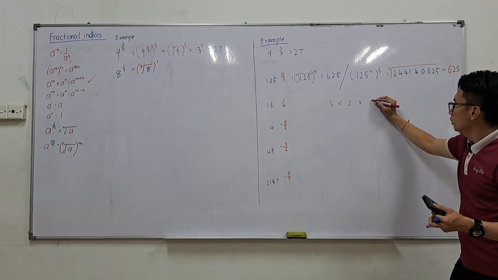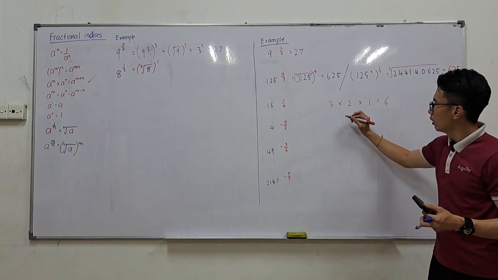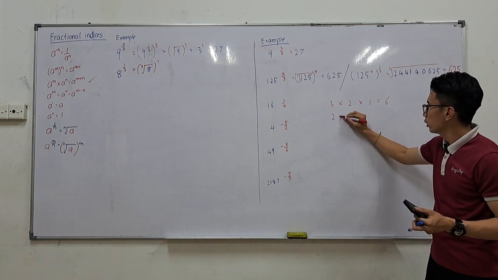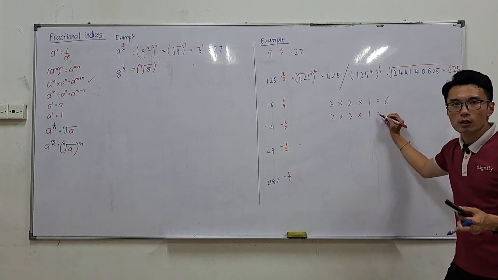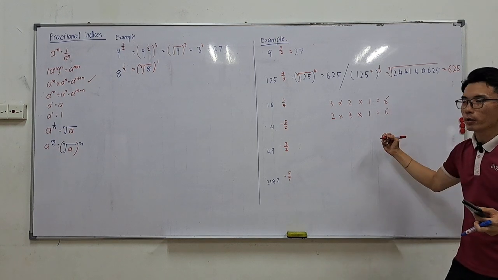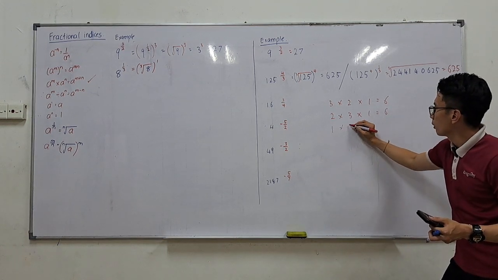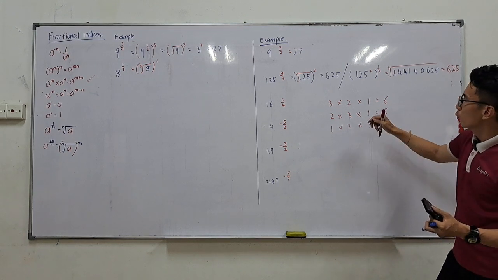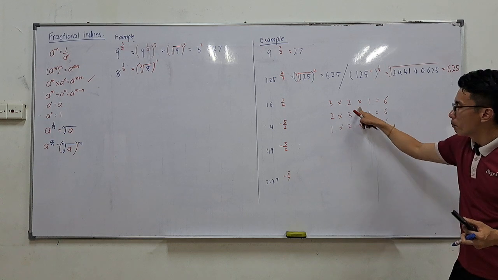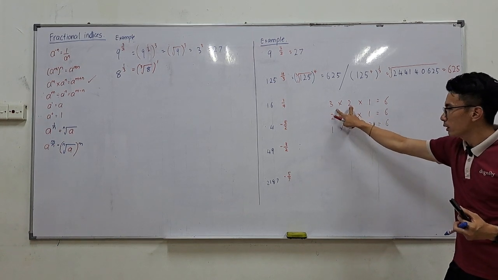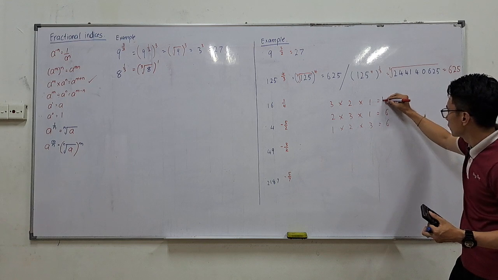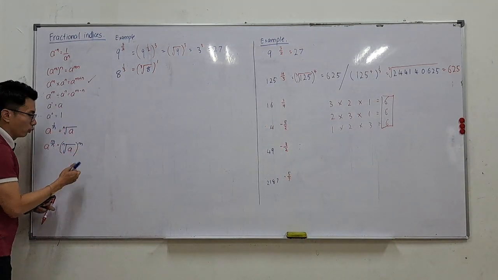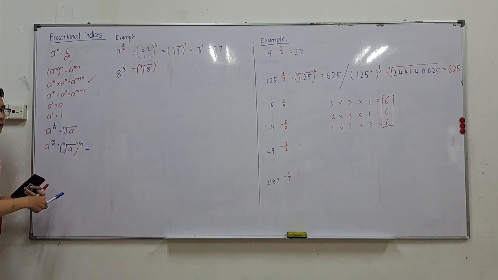3 times 2 times 1, that will give me 6, right? But what happens if I change the order? So if I have 2 times 3 times 1, what do I get? I should get 6 as well, right? If I have 1 times 2 times 3, that should give me 6 as well, right? So basically what am I showing here? When we are multiplying numbers, it doesn't matter how we arrange the numbers, you will get the same answer over here. So in other words, for this question over here, I can also write like this.